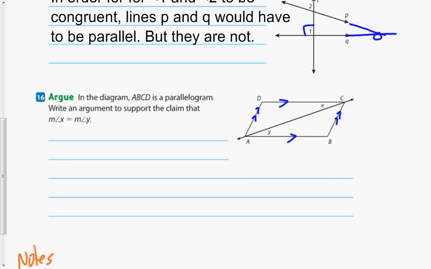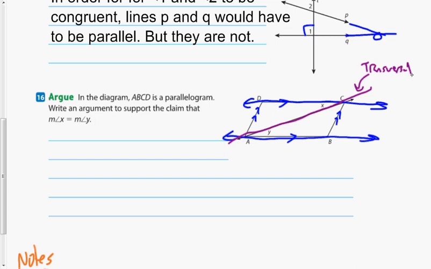Okay. Well, we have parallel lines right here and right here. I can ignore the side ones because X and Y are touching those ones. And guess what? We have a transversal. I can write that. We'll try. So if we have two parallel lines and a transversal, why would X and Y be congruent? What type of angles are they?